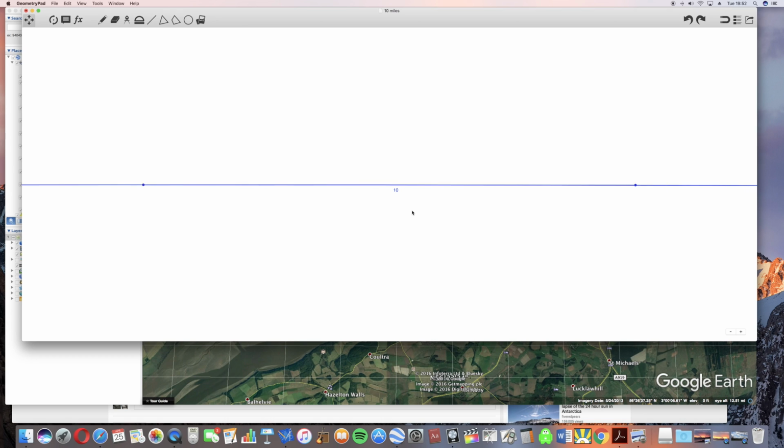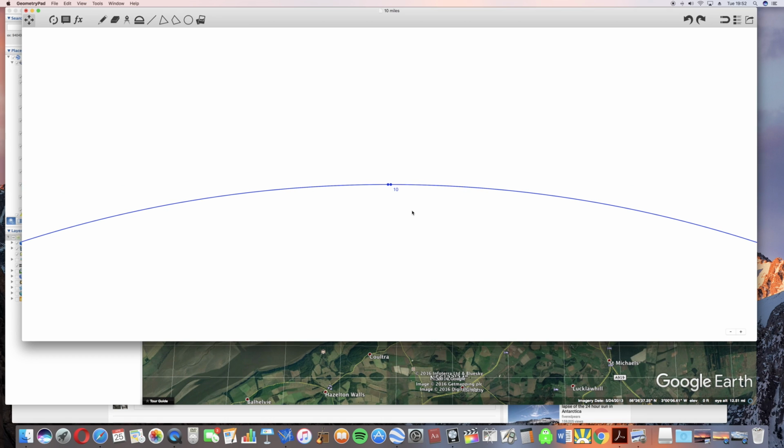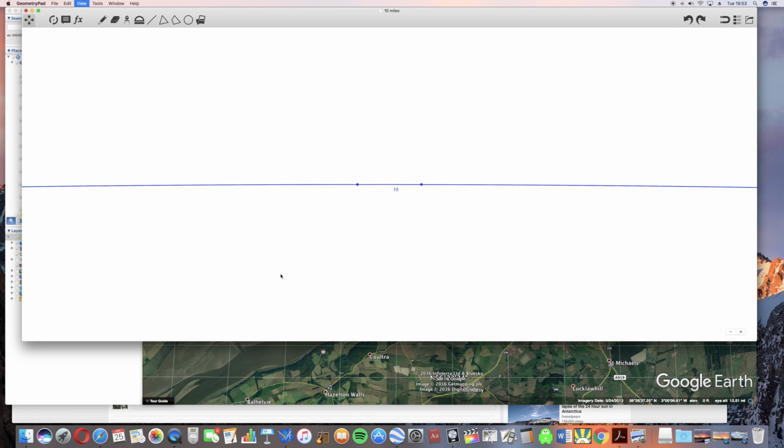I'll zoom out. You can see this is a circle, a radius of 3,960 units. Zoom in, and there is a line 10 units long. So this would represent 10 miles. There's your perfectly straight line. There's your curved line. I've shown all this before. That's how curved it would look.